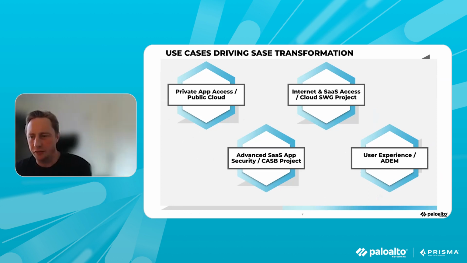So this is going to be broken down into 4 parts, with a special 5th part that I've not put on here that we'll get to if we've got time at the end. We're going to start with private app access. Now, you might look at this as our ZTNA 2.0 thing and data center access, but it is actually public cloud as well. We're going to look at internet and SaaS access, which is also SWIG, advanced SaaS app security and CASB, not so much the old school cloud access security broker element, but the next gen CASB that we're talking about, a bit about user experience. And then at the end, I'm going to cover SSPM.